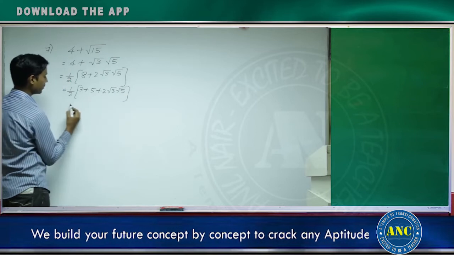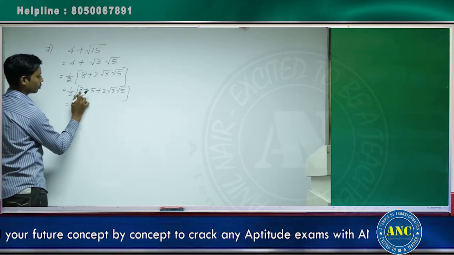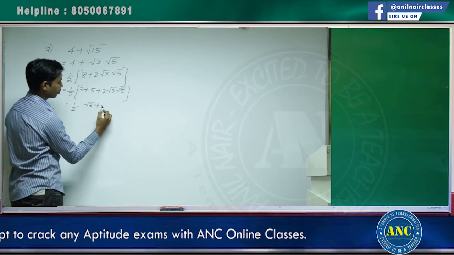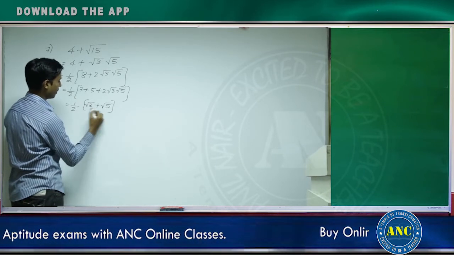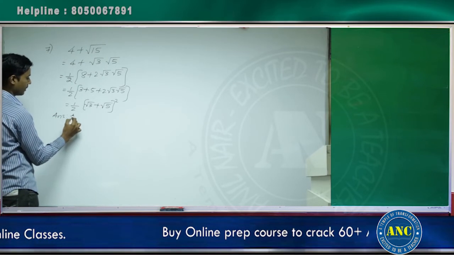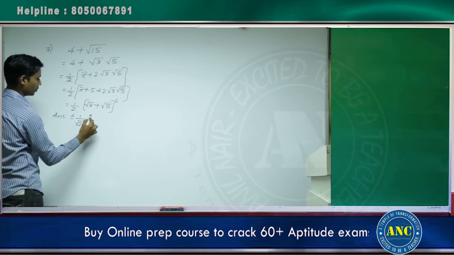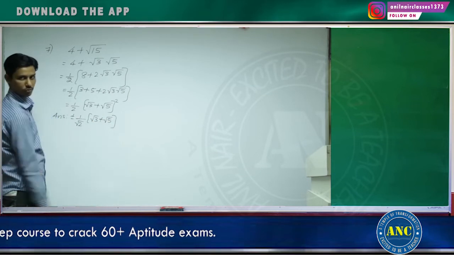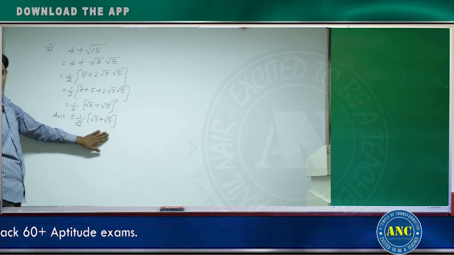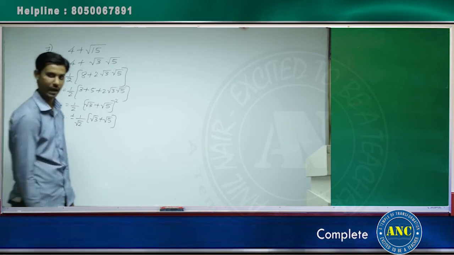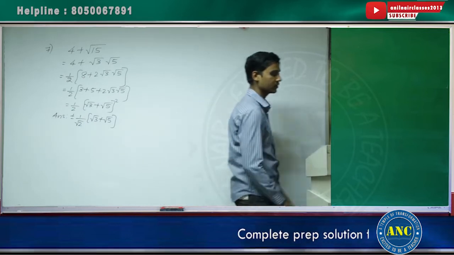So your final answer will be half of, this is root 3 whole square, root 5 whole square, plus 2 into root 3 into root 5. So it is root 3 plus root 5 whole square. But I want to find the square root of this value. So your final answer will be plus or minus 1 by root 2 into root 3 plus root 5. The answer also will be given in this format, right? They will not give it in decimals or fractions like that. The answer also will be given in surds.